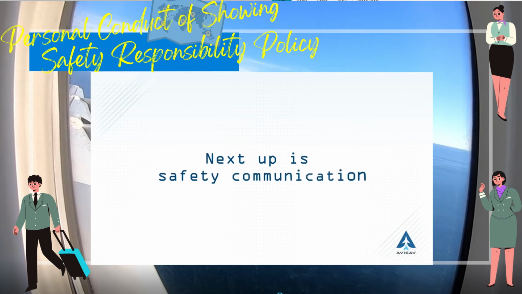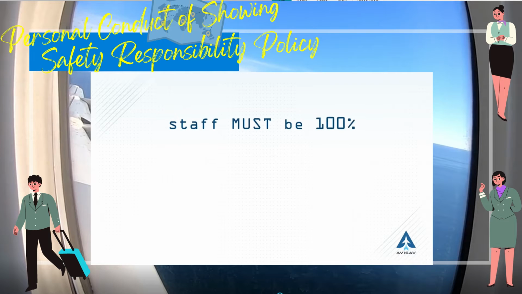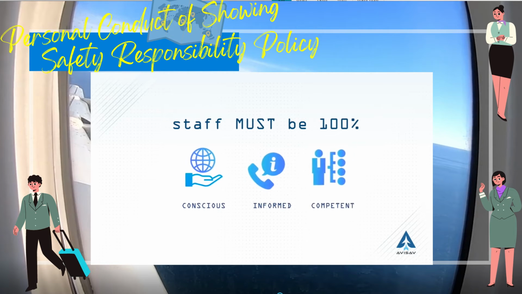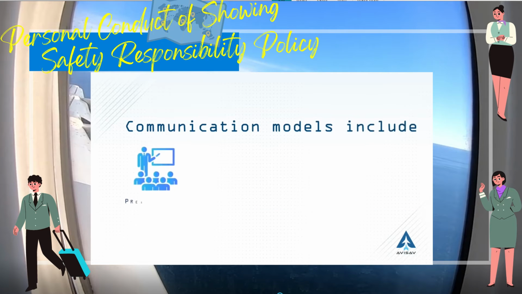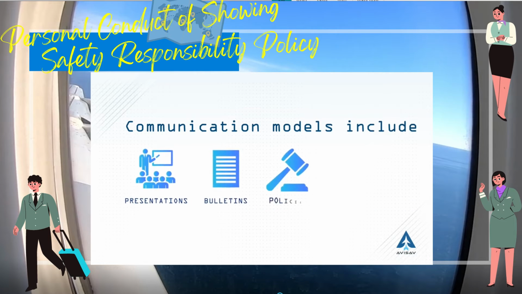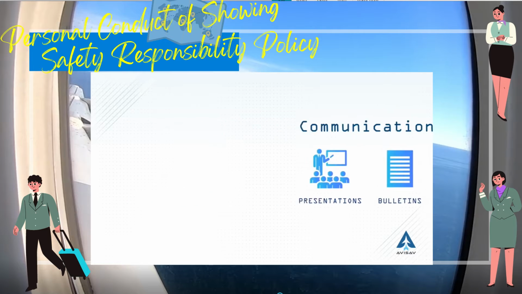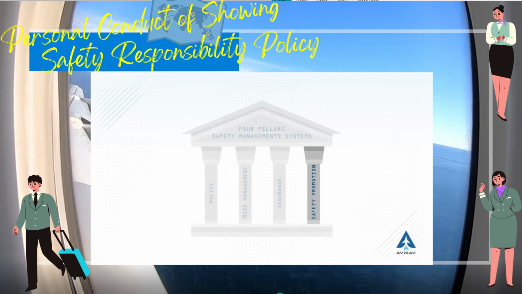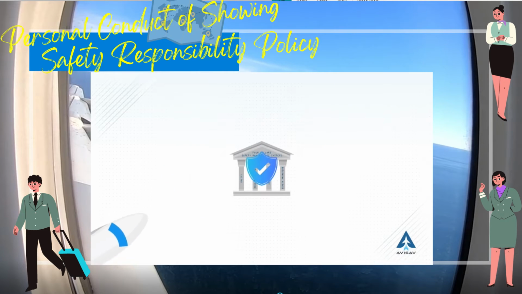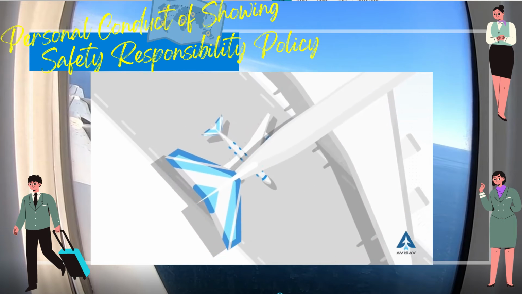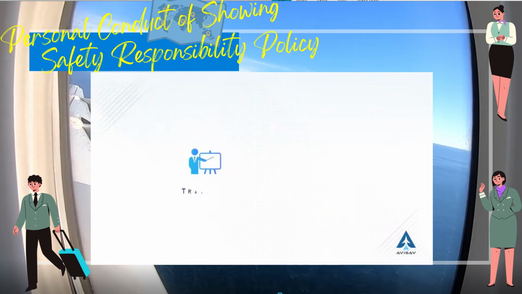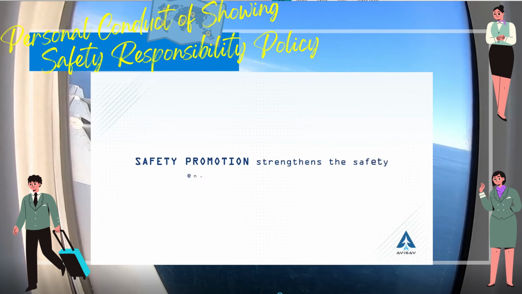Next up is safety communication, which means staff must be 100% conscious, informed and competent on the SMS. Communication models include presentations, bulletins and policies and procedures. It's clear to see that the 4th pillar is paramount in spreading the word about safety and keeping the aviation landscape safe. From training to communication, safety promotion strengthens the safety environment for everyone.